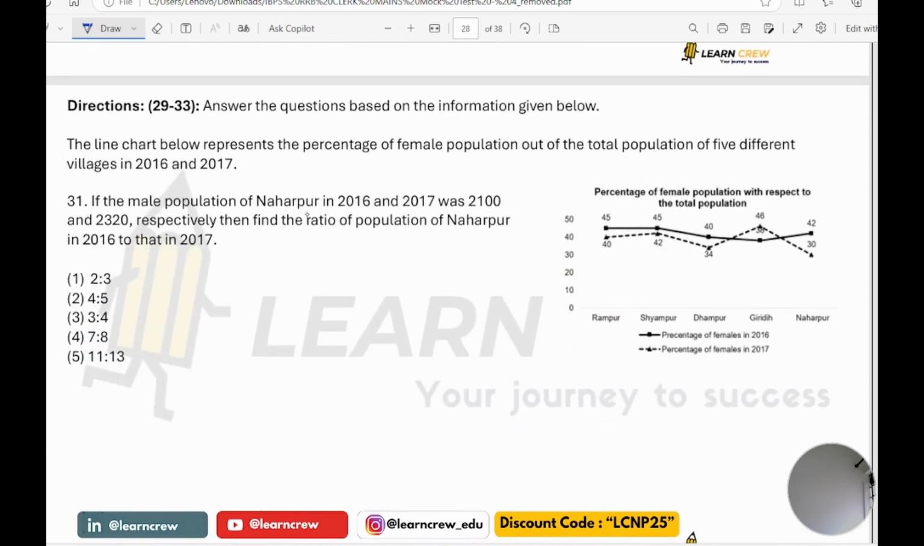If the male population of Naharpur in 16 and 17 was 2100 and 2320 respectively, the ratio of population in 16 and 17. So 70% is 2100. If 70% is 2100, then total 100% would be how much? 3000.